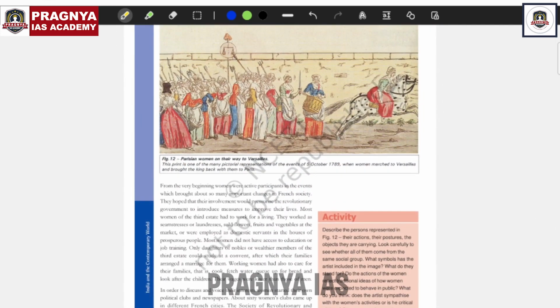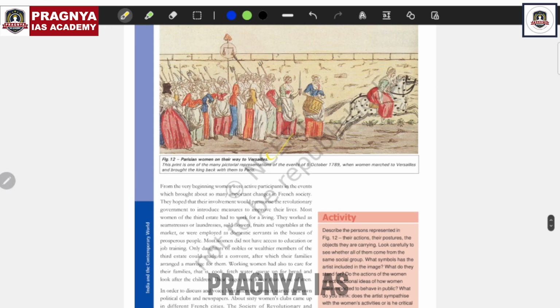Did women have a revolution? Parisian women on their way to Versailles. From the very beginning, women were active participants in the events which brought about so many important changes in French society. Most women of the third estate had to work for a living. They worked as seamstresses or laundresses, sold flowers, fruits and vegetables at the market, or were employed as domestic servants in the houses of prosperous people.